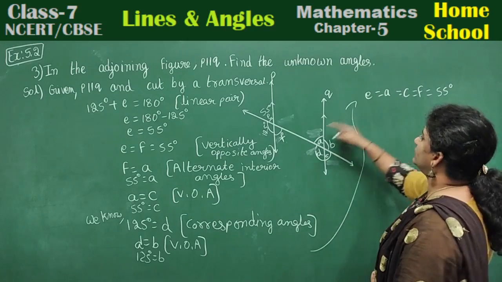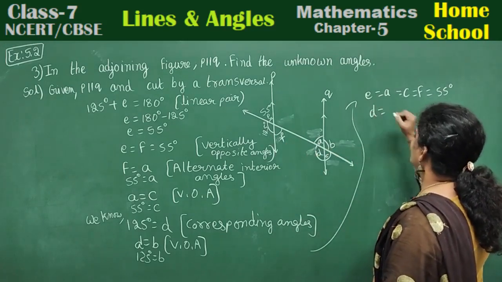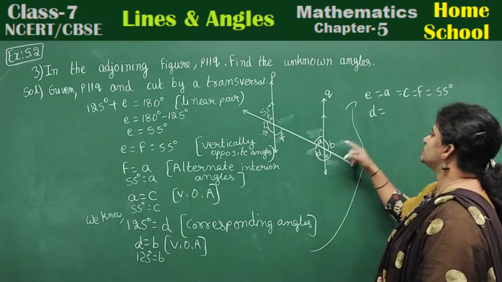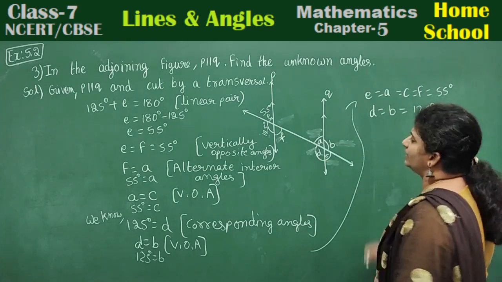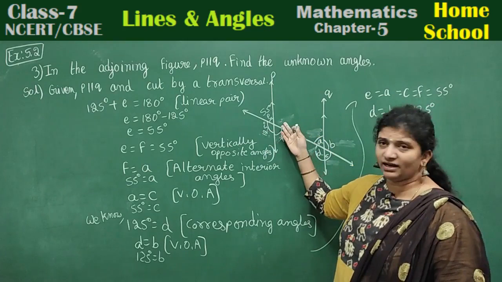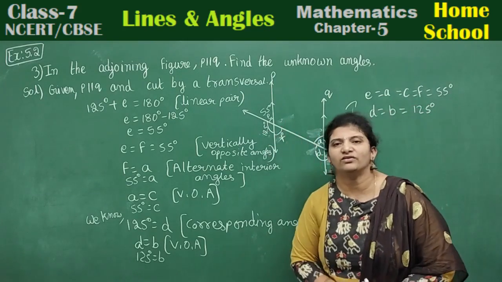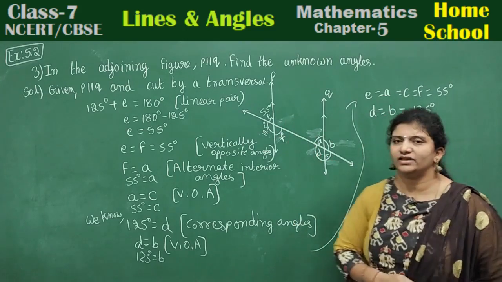Then next one. Next, what are the angles you can see? D. D is equal to 125. D opposite B. D equal to B equal to 125 degree. They did not give anything here, children. If you want, you can take another letter and you can say its opposite angle is equal. That is 125 degree. So, observe here carefully.